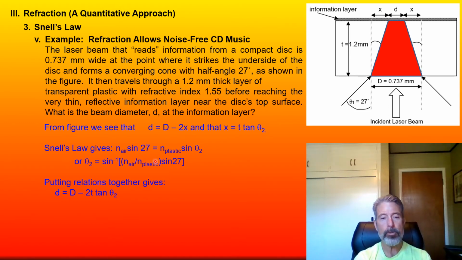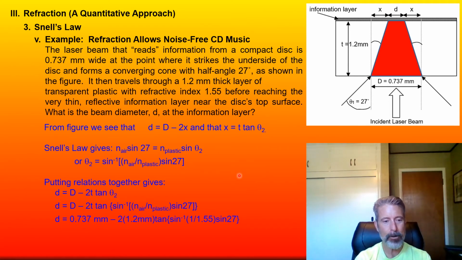So we're going to combine our expressions here. Remember, we're trying to find a little d. So we've got d minus 2x, where x is equal to t tan theta 2. And we will plug in this expression, all in terms of known quantities, for theta 2, our angle of refraction. And at this point, we're going to plug in all the numbers and do the calculations, right? So everything is known. We can solve for a little d, and we find out that it has a value of about 1.8 micrometers.